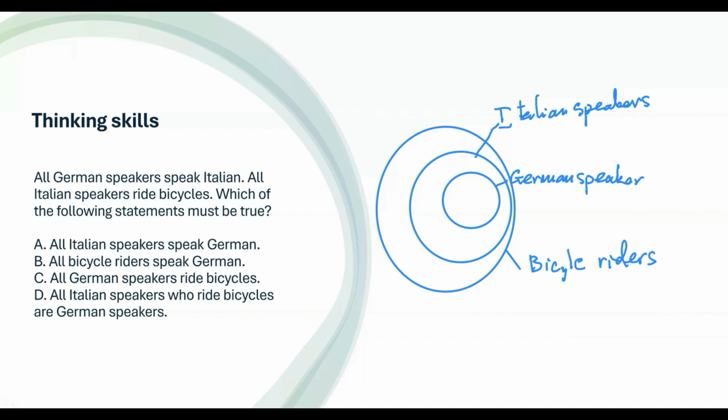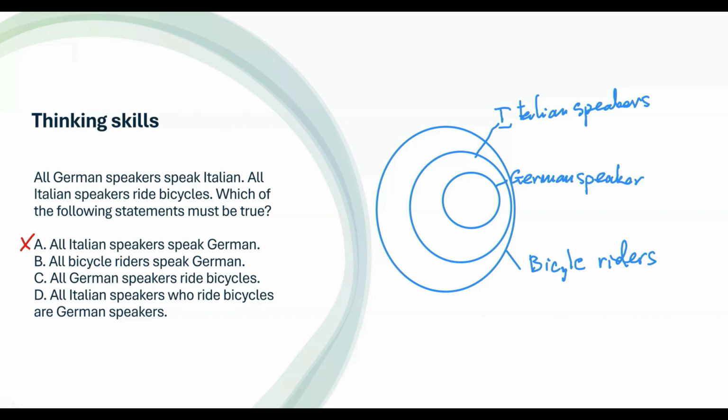Now, all Italian speakers speak German. Okay, all the Italian speakers speak German. How about those here outside the small circle? No, they don't speak German. They only speak Italian. See? So no, that's wrong. So that means that A is wrong.